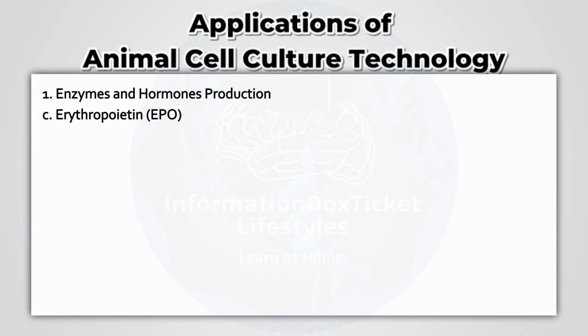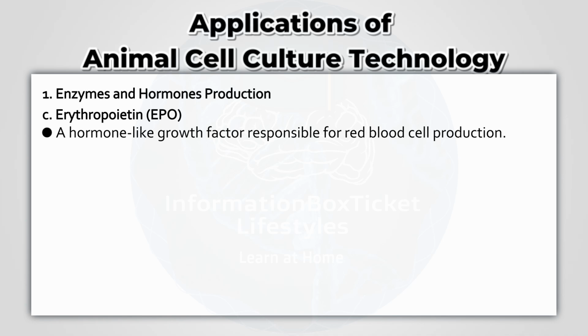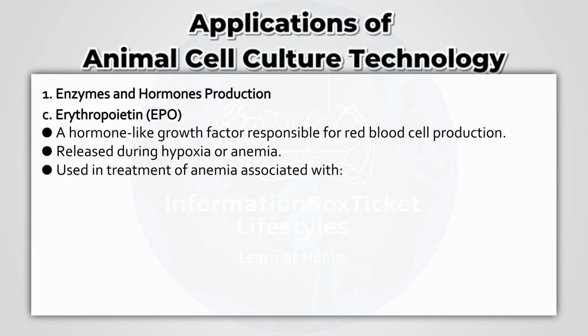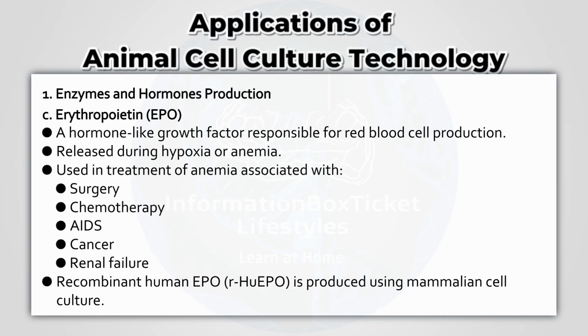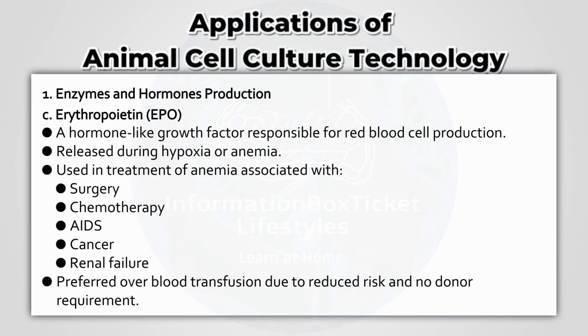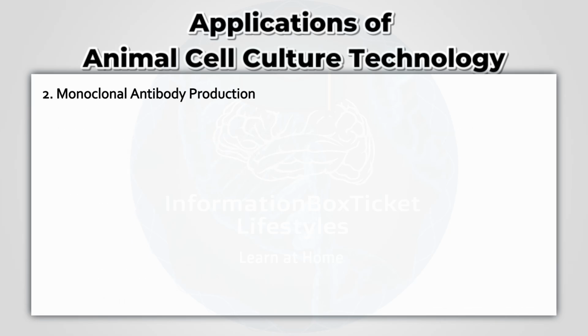C. Erythropoietin, EPO, a hormone-like growth factor responsible for red blood cell production, released during hypoxia or anemia, used in treatment of anemia associated with surgery, chemotherapy, AIDS, cancer, renal failure. Recombinant human EPO, rHuEPO, is produced using mammalian cell culture, preferred over blood transfusion due to reduced risk and no donor requirement.